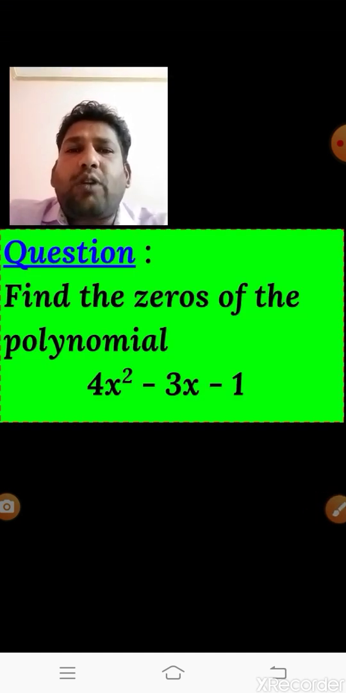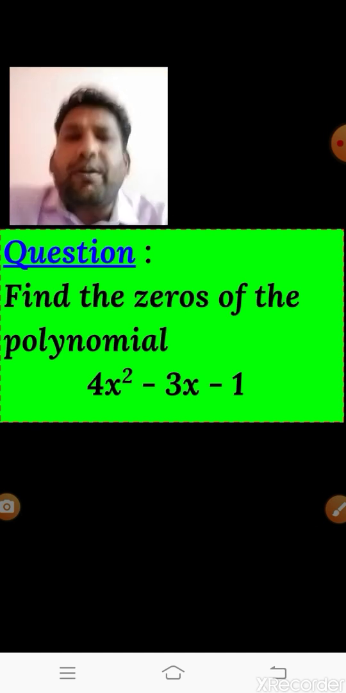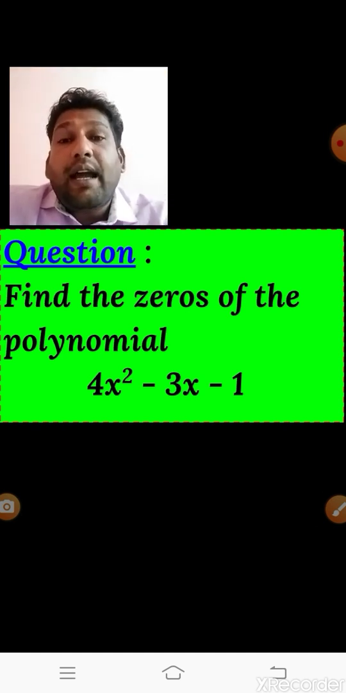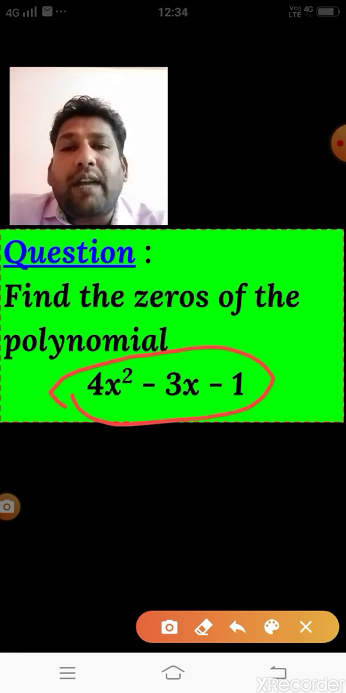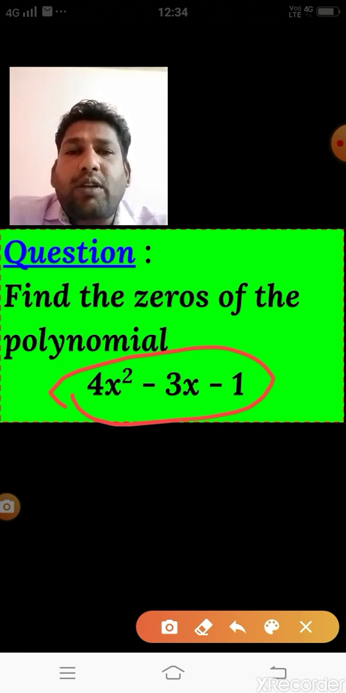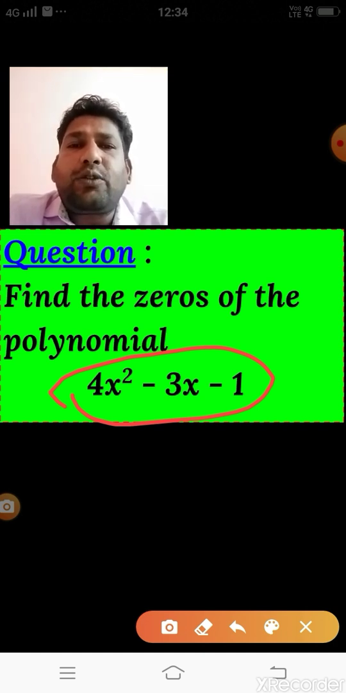If the polynomial is already given: in the first two questions we had to form a quadratic polynomial, and in this question the polynomial is given. 4x square minus 3x minus 1 is given, and we have to find the zeros of this polynomial. Then how will you get the zeros of this polynomial? Simply by making the factors of this. The prime factorization method we know, splitting the middle term we know. By using that concept we make the factors of this, and then on equating the factors to 0 we get the values of x, meaning the zeros of this polynomial.